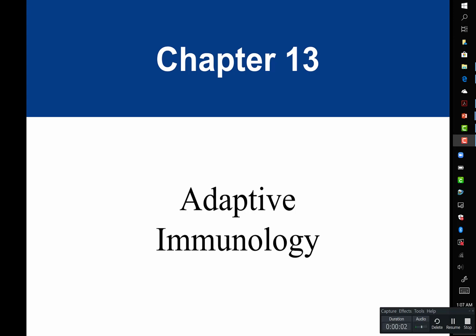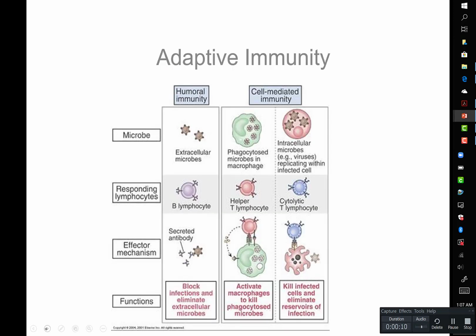So in this lecture, we are going to cover adaptive immunology. Adaptive immunity is, again, an organism's specific response to a specific pathogen. In the last video, we just covered innate immunity, which is your immune response to a non-specific pathogen, meaning it's innate, it's built into your body, it's present at birth. But adaptive immunity is going to target a specific pathogen.